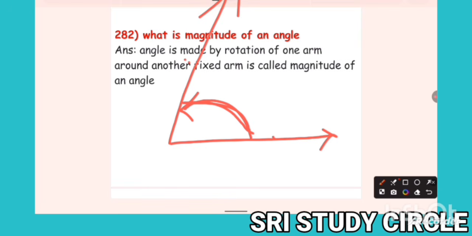Generally, angle is represented by theta. Angles are measured in degrees, minutes, seconds.